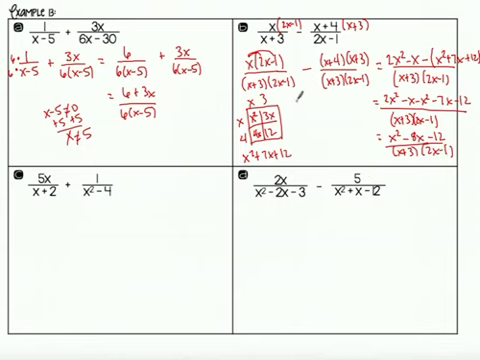To get my excluded values, I'd say x plus 3 cannot equal 0. So x cannot equal negative 3. 2x minus 1 cannot equal 0. So 2x cannot equal 1. Divide both sides by 2. X cannot equal 1 over 2.